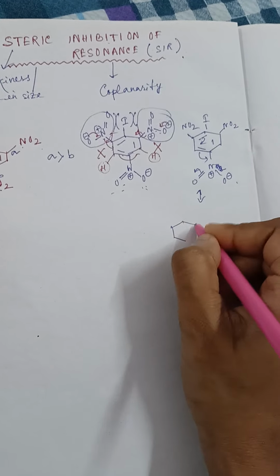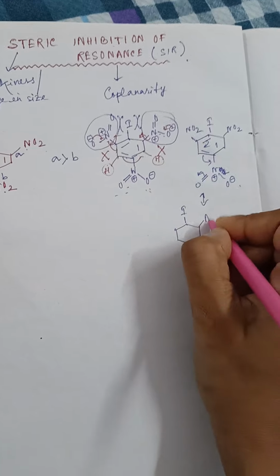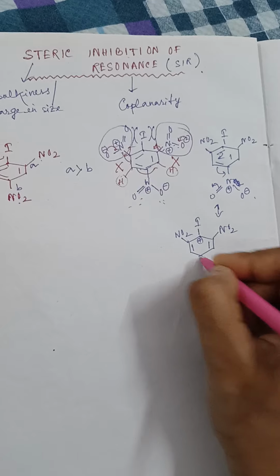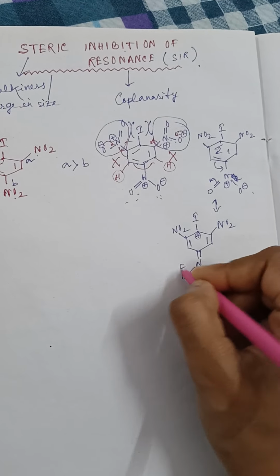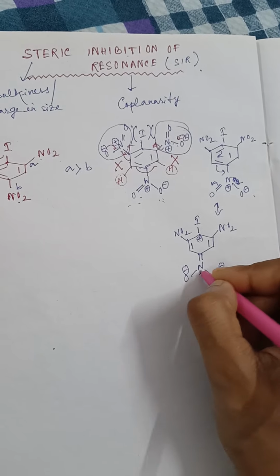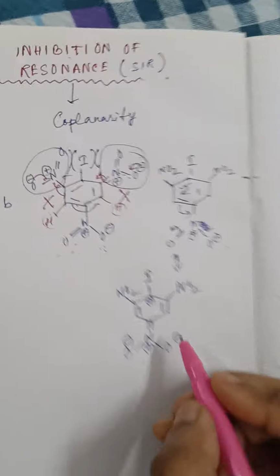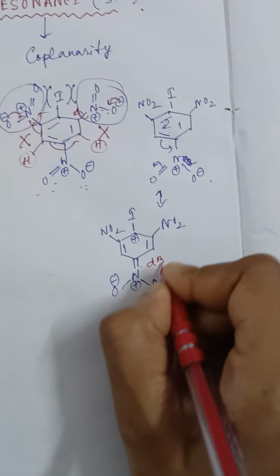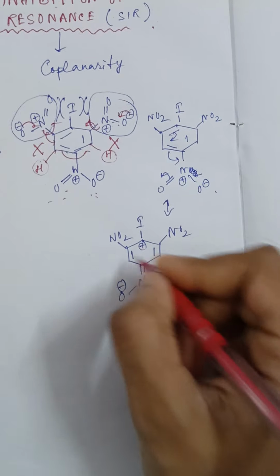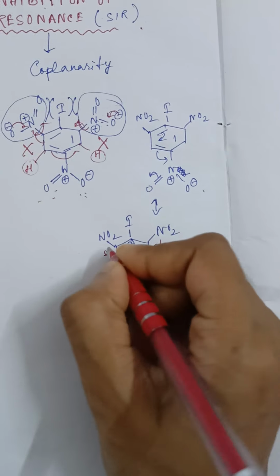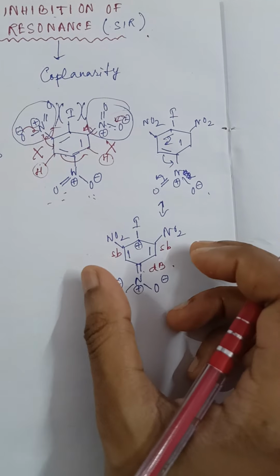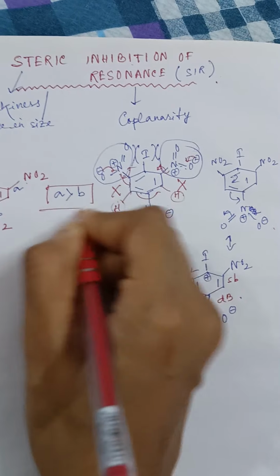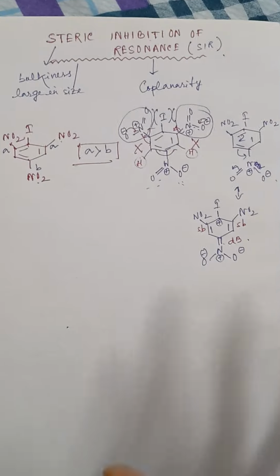So what is the structure? The structure looks like this: positive, double bond, O minus, isn't it? So now this C-N has more double bond character, but the others do not have double bond character, they only have single bond character. That's why, as we all know, the single bond is greater in bond length. That's why A is greater than B. So I hope you understood the concept here.